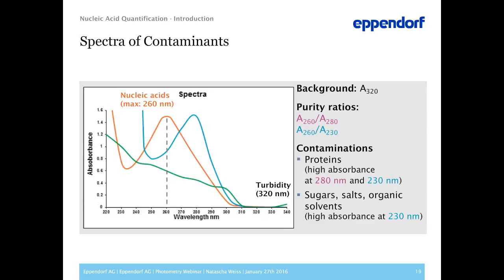On this slide, some more information on the most important contaminants is given. Proteins are probable contaminants after isolation of nucleic acids. They have an absorbance peak at 280 nanometer, and additionally absorbance at 230 nanometer is very high. The presence of other impurities like carbohydrates, chaotropic salts, and organic solvents is indicated by high absorbance at 230 nanometer only.